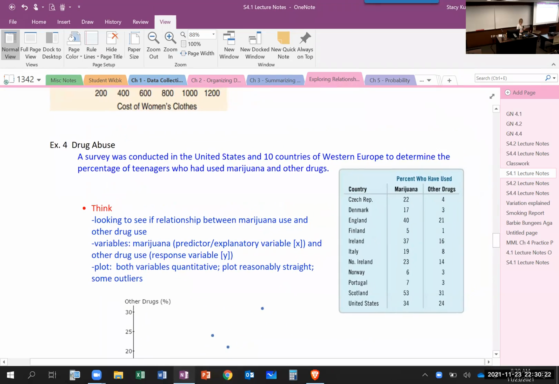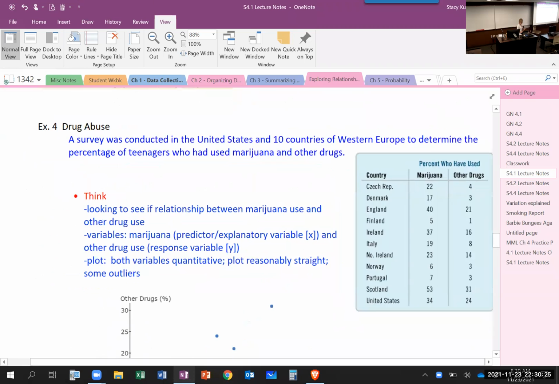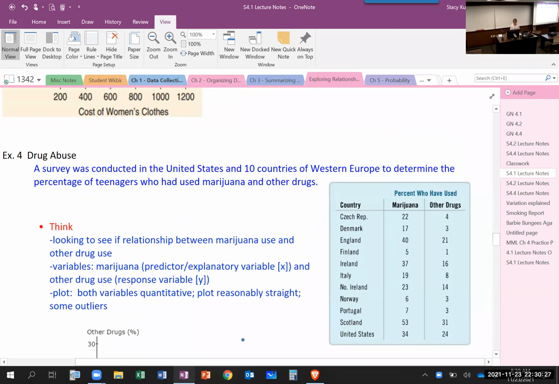Now, let's look at this example right here. We'll kind of see how this is done in practice. This says a survey was conducted in the United States and 10 countries in Western Europe to determine the percentage of teenagers who had used marijuana and other drugs.